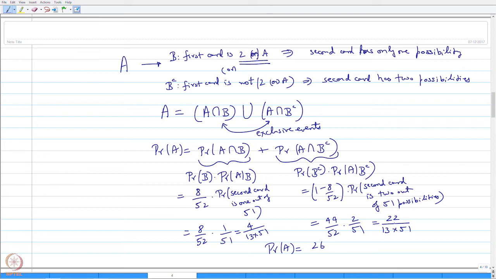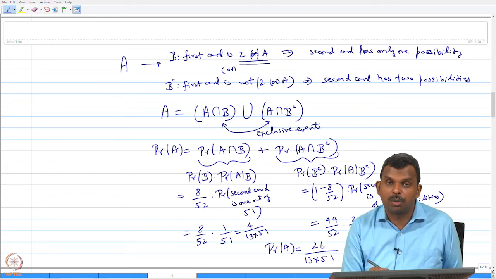Okay. So, 4 plus 22 is 26, 26 by 13 into 51, this cancels, that is 2 by 51. So, the total probability that you have a sequence is actually 2 by 51. So, this is how you compute the probability of a sequence.